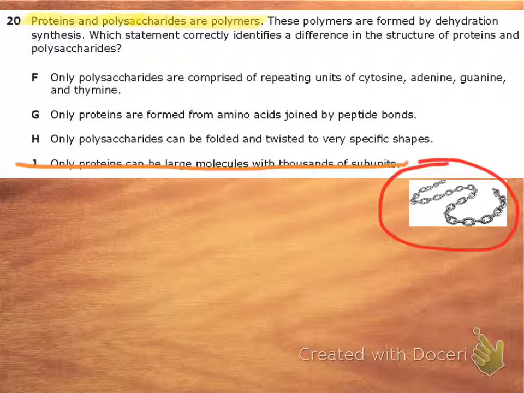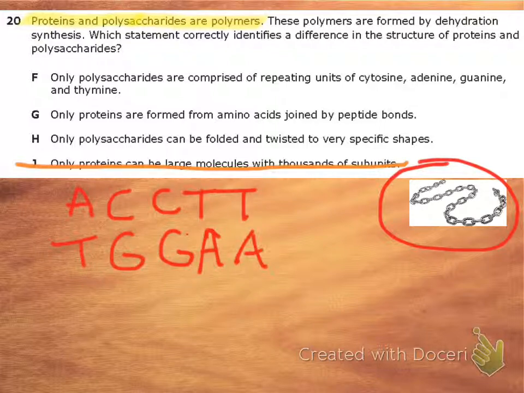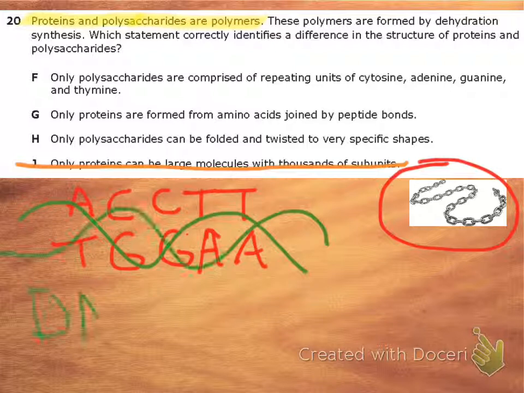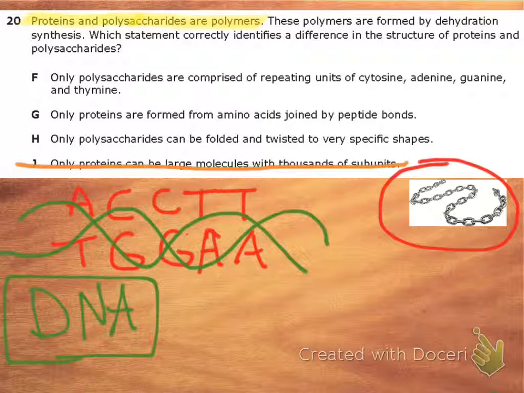All right, let's jump up to F. Only polysaccharides are comprised of repeating units of cytosine, adenine, guanine, and thymine. Those should sound very familiar, especially when you look at just the letters A, T, C, G. That sounds a lot like DNA, right? When you line up those letters together, you get DNA. A matches with T, and C matches with G. And that's DNA.